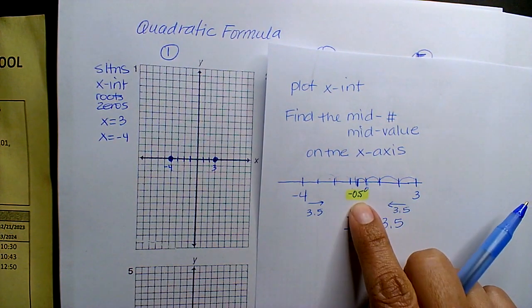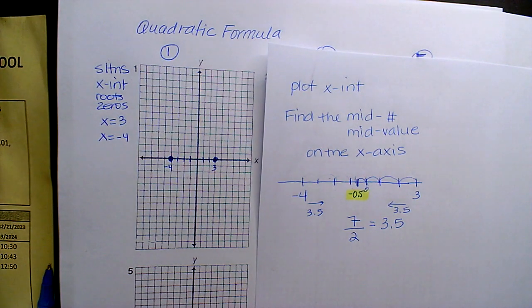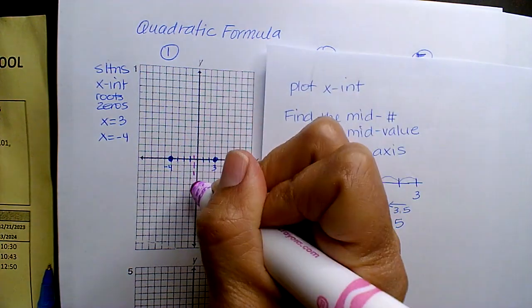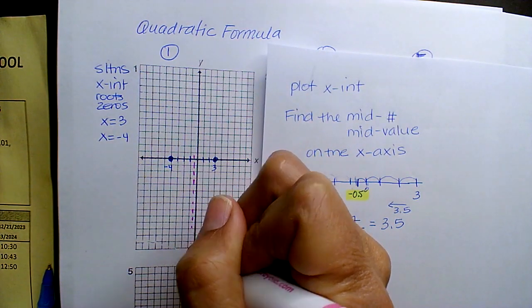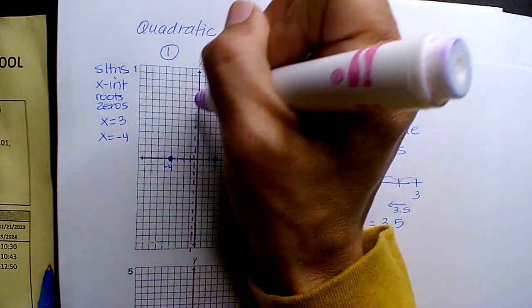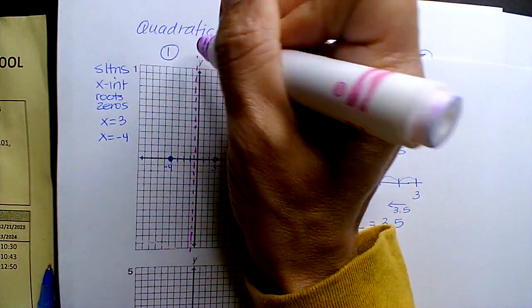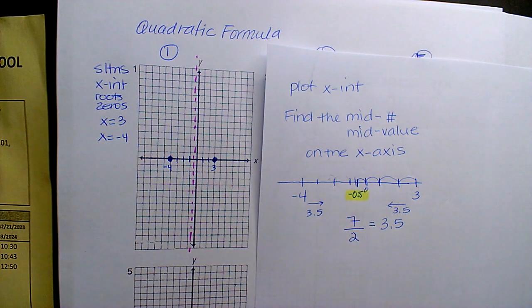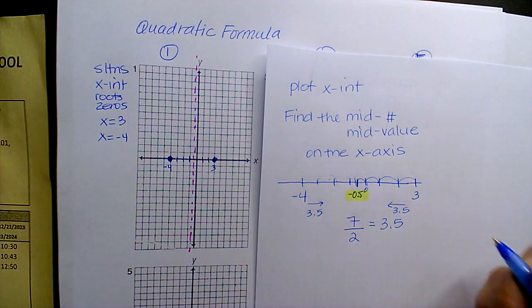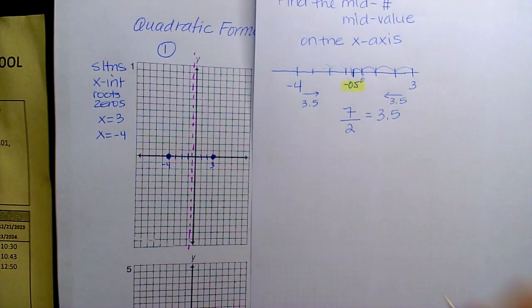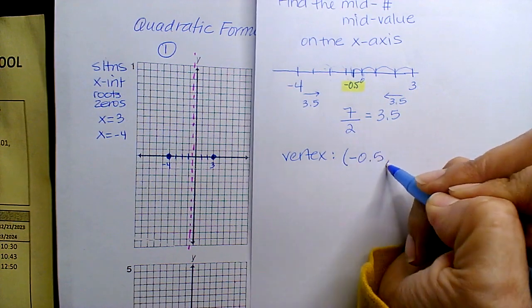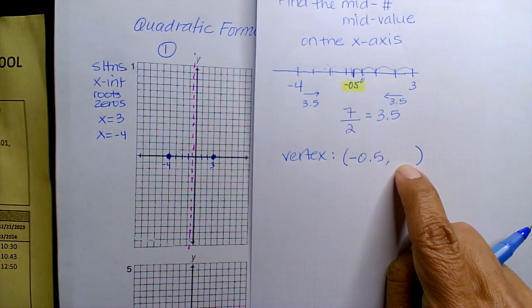Okay, so if I know it's -0.5, and if we know axes of symmetry, right, that means that my line of symmetry, axes of symmetry, is somewhere, well, this is my axis of symmetry, and my vertex is sitting on that line. Okay, so how do I find the exact vertex? Well, so far I know that my vertex is -0.5, and now I just have to find the y value.